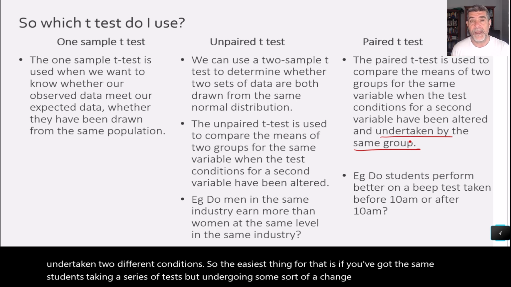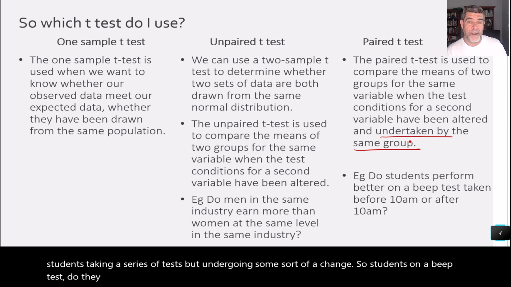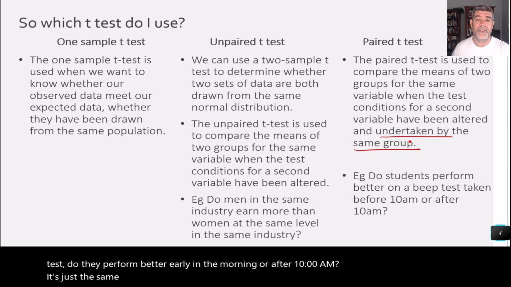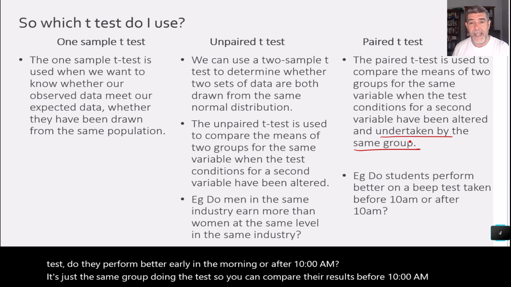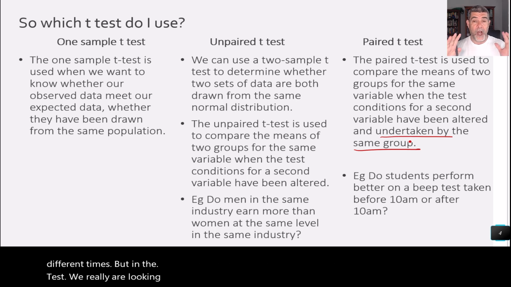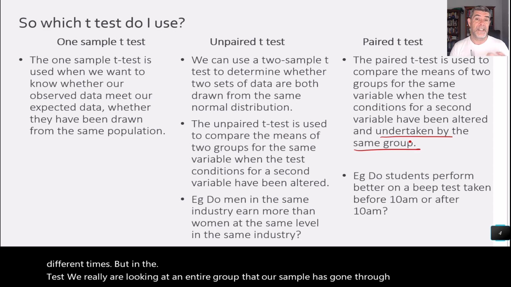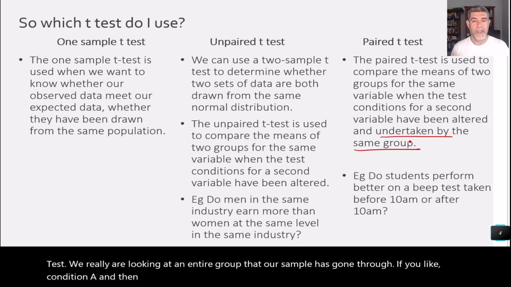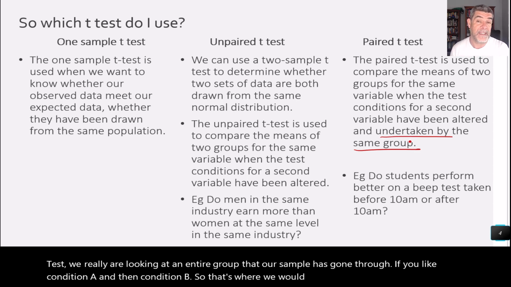So students on a beep test, do they perform better early in the morning or after 10 a.m.? It's the same group doing the test, so you can compare their results before 10 a.m. and after 10 a.m. In the paired t-test, we really are looking at an entire group that our sample has gone through, if you like, condition A and then condition B. So that's when we would use our paired t-test.